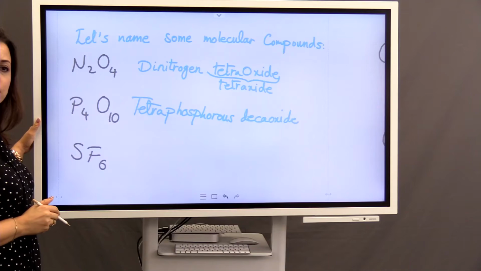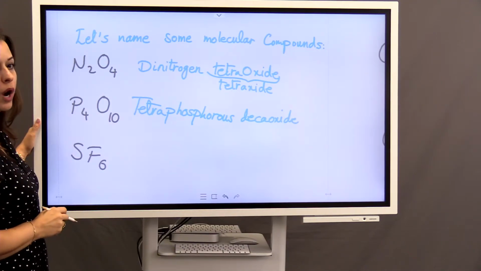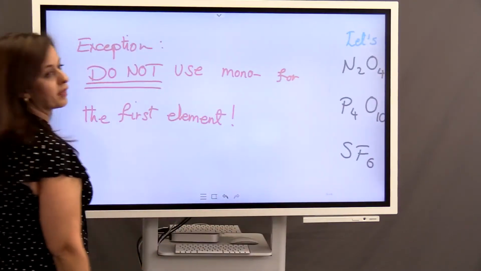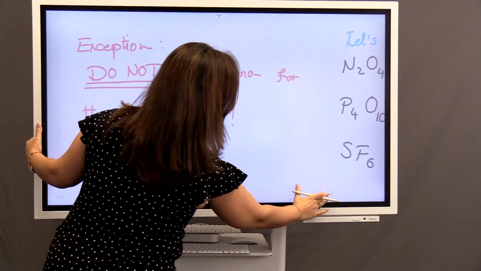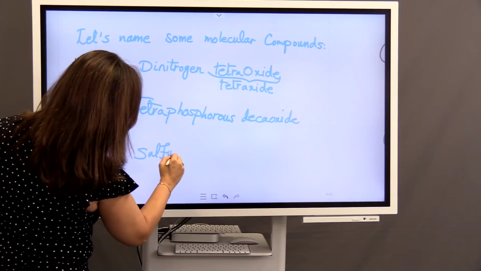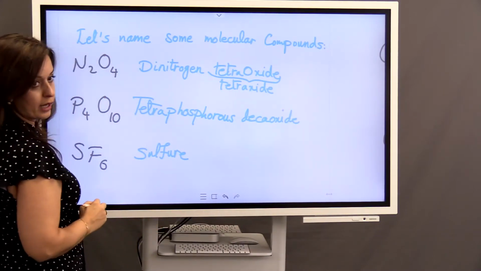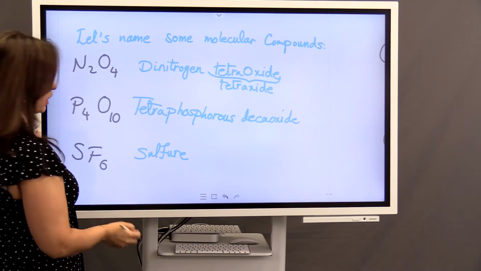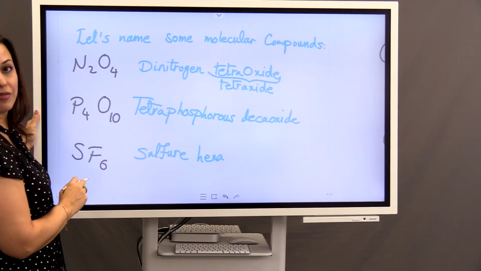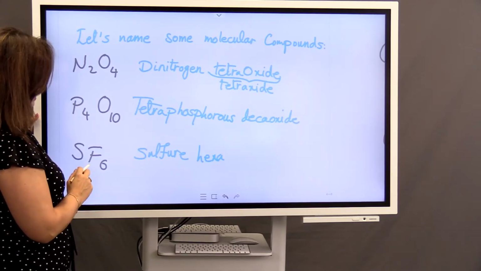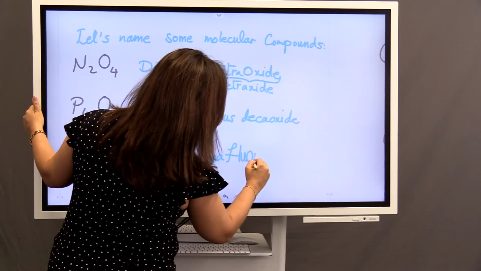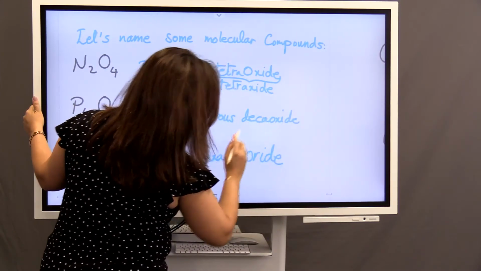Next compound. How many sulfur? 1. Don't forget the exception. We never use mono for the first element. So you just simply say sulfur. How many fluorine? 6. What is 6 in Greek? Hexa. And the root of the name of the second element plus IDE, which is fluoride. So hexafluoride. Alright?